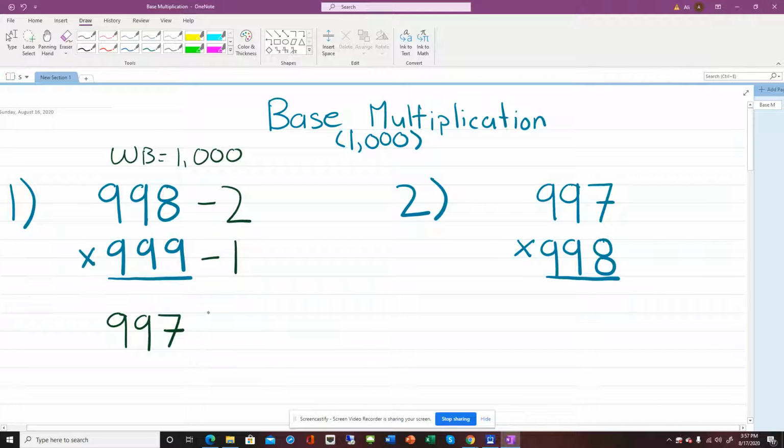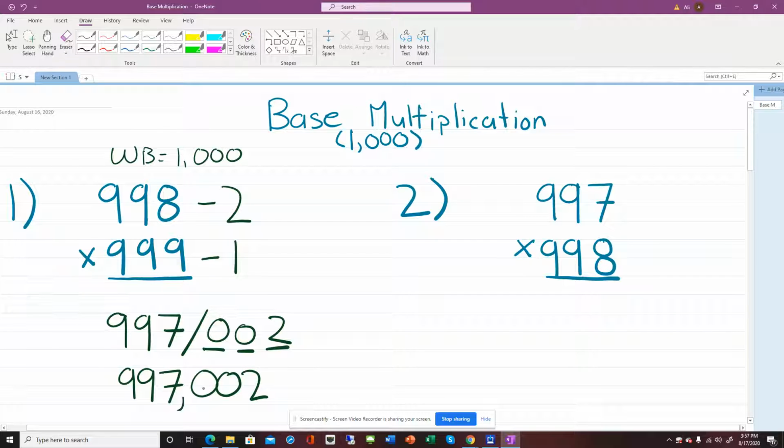Okay, and because our base is 1,000, which is 3 zeros, we expect 3 spaces in the right part of our answer. So when I multiply 2 times 1, it goes in the unit space, which is right here. So the question is, what happens to these two? We fill them in with zeros. So final answer, 9, 9, 7, 0, 0, 2. 997,002.